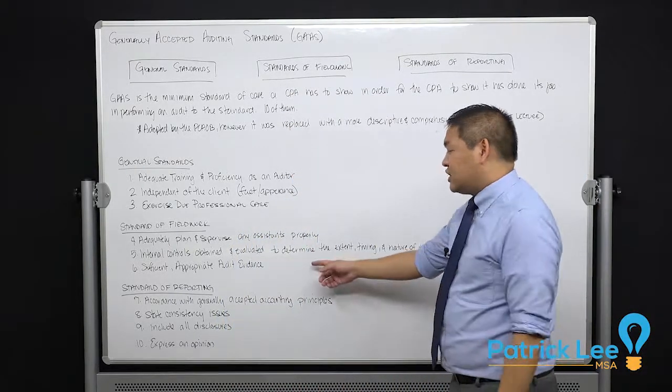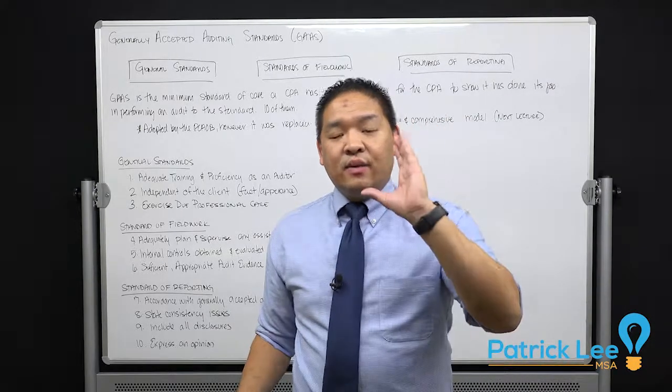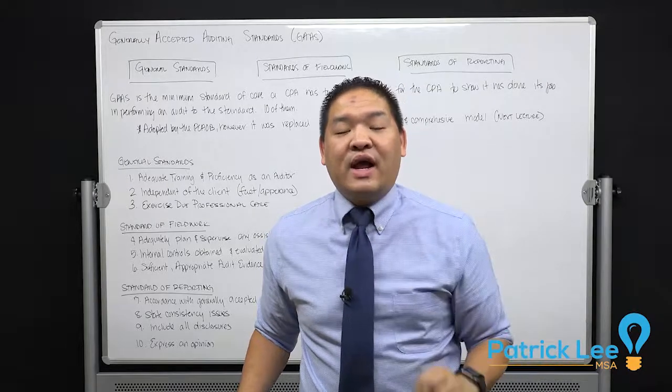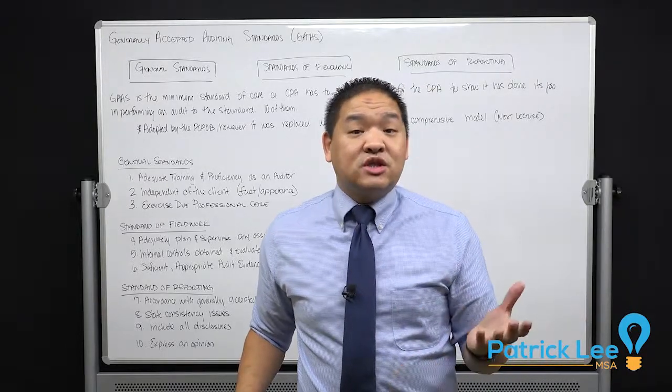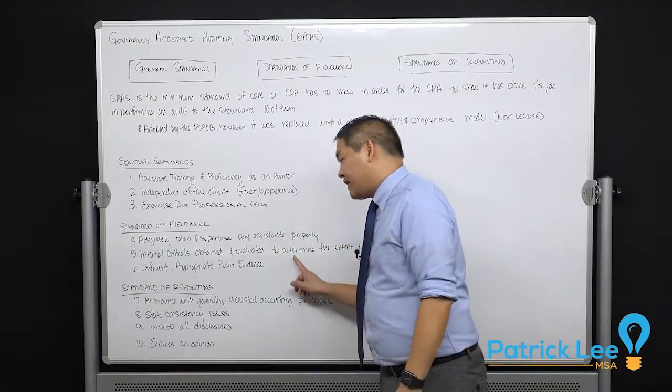And then we need to get sufficient appropriate audit evidence. Well, that's obvious, right? If we're going to write an opinion on the client, we need to get sufficient appropriate audit evidence. The question is how much, or how many items, do we need to look at? That is where number 5 comes back into play.